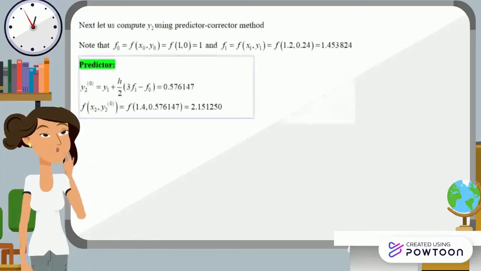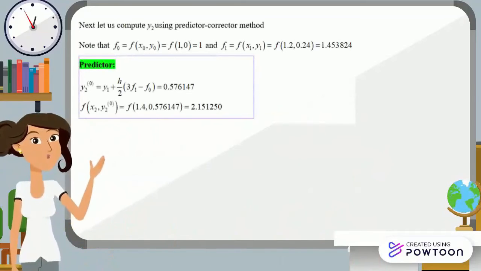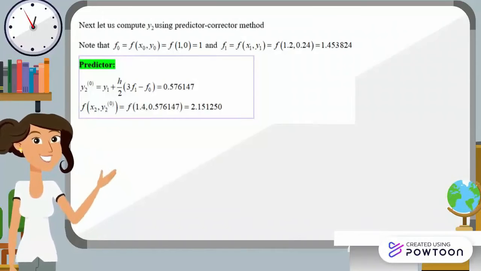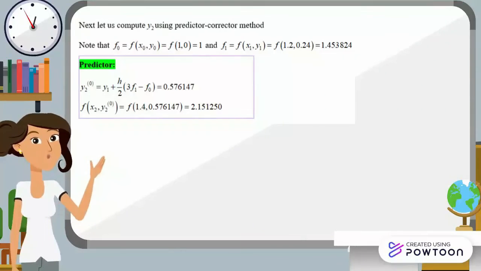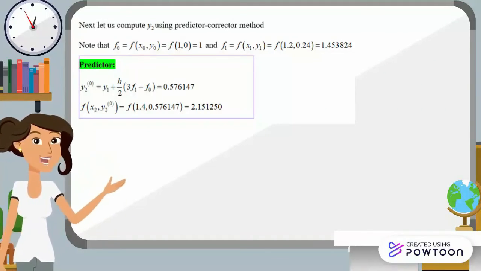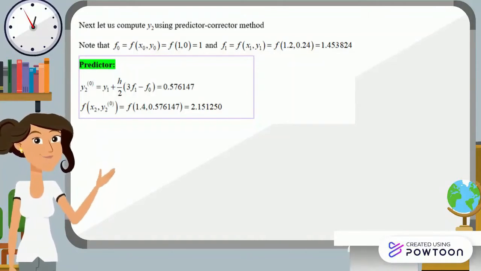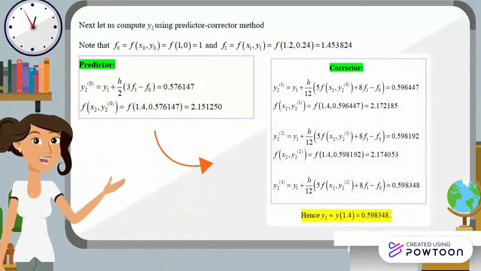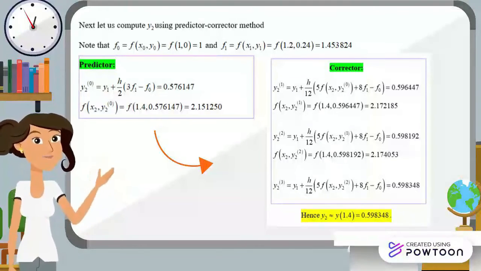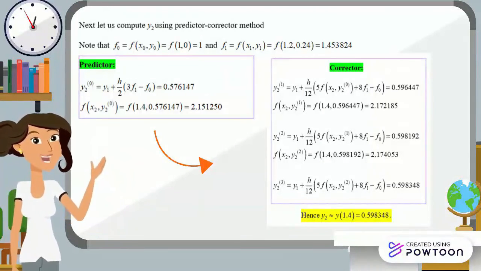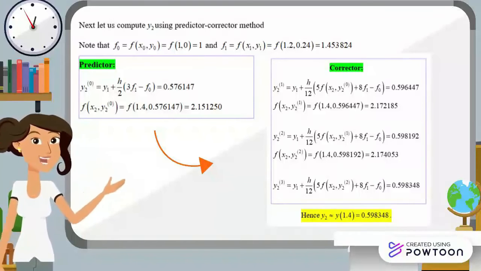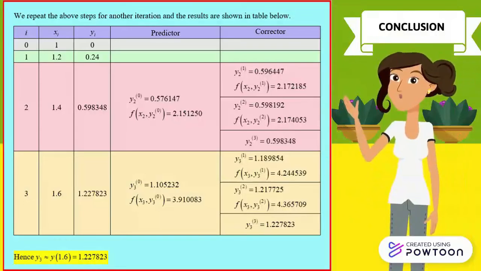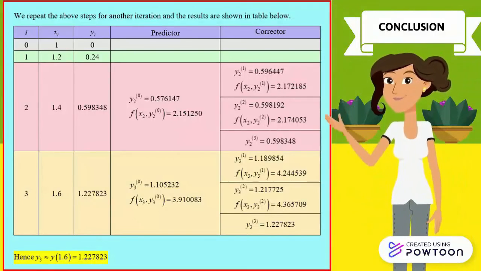Next, let us compute y2 using the predictor corrector method that has been introduced in the beginning. The predicted value y2 naught equals 0.576147. Once the value is predicted, we will perform 3 corrector iterations per step. Therefore, we obtain y equals 0.598348 when x equals 1.4. The same steps are applied for iteration 3 and the results are indicated in the table.